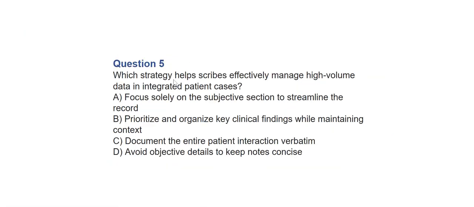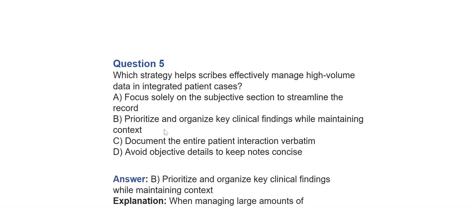Question 5. Which strategy helps scribes effectively manage high volume data in integrated patient cases? A, focus solely on the subjective section to streamline the record. B, prioritize and organize key clinical findings while maintaining context. C, document the entire patient interaction verbatim. Or D, avoid objective details to keep notes concise. The answer is B, prioritize and organize, as when managing large amounts of information, scribes should focus on organizing critical insights while ensuring the documentation remains comprehensive and coherent.